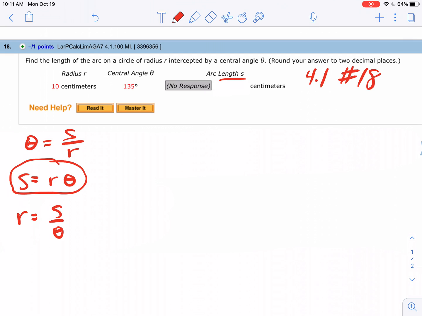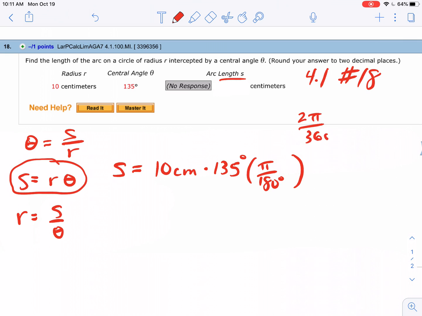Now remember, in all of these formulas, theta is supposed to be in radians. So if I was going to do this problem, I would take my R, which is 10 centimeters, I would multiply by the 135 degrees, but I would also convert that to pi over 180 degrees. Now some of you might remember from a previous class that conversion, 2 pi over 360, is in the parentheses. Totally fine, same thing. Pi over 180, 2 pi over 360, it's a sneaky form of 1.